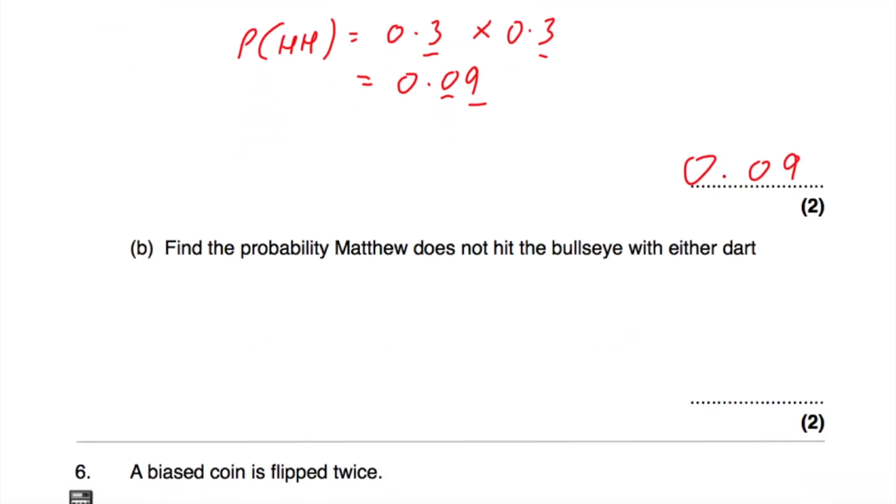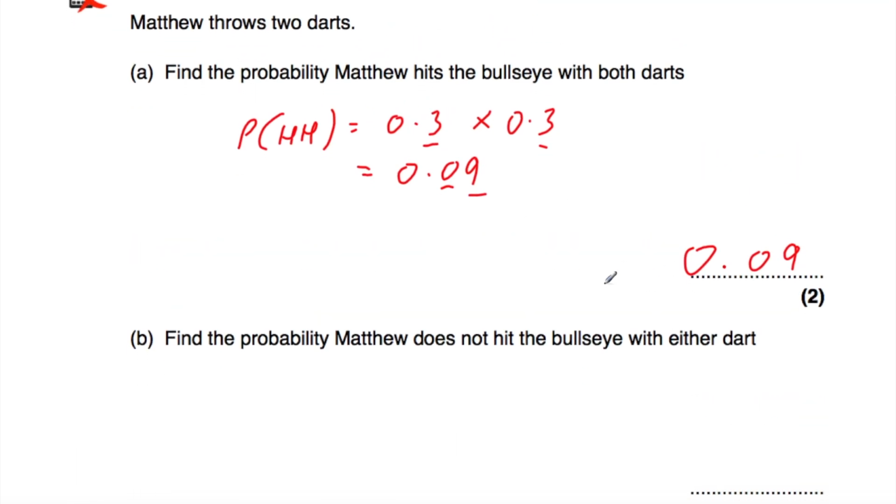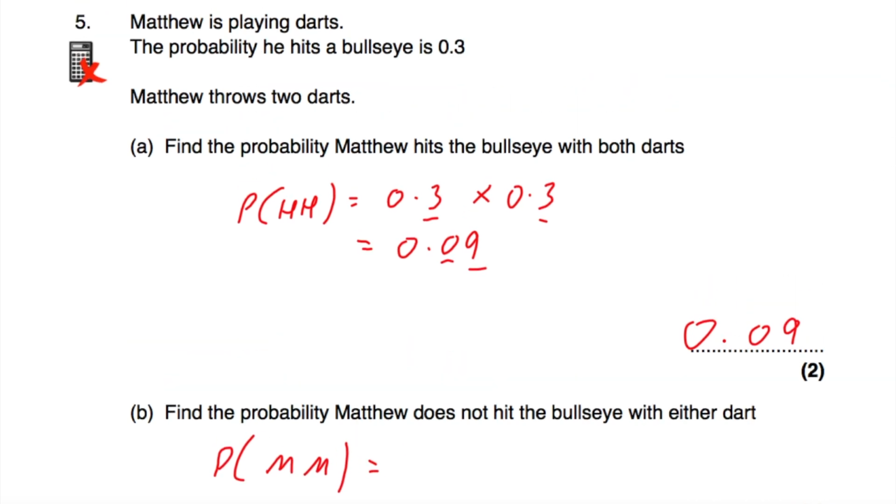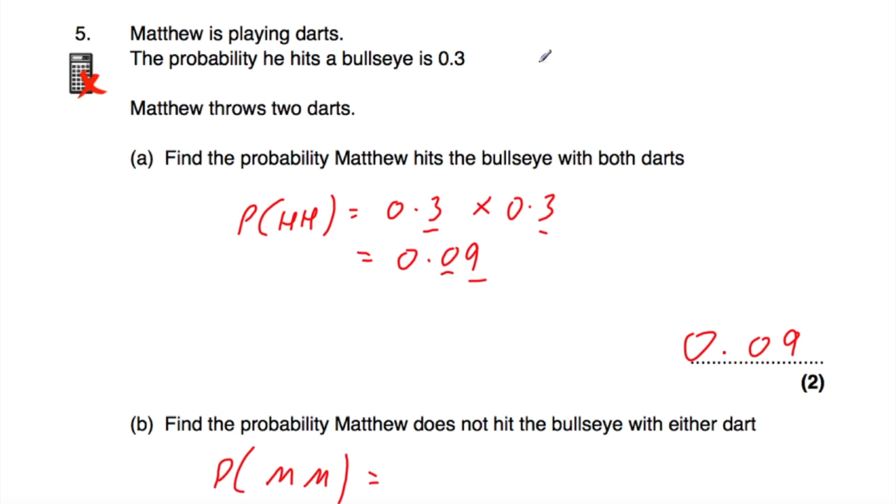Okay, part B. Part B says find the probability that Matthew does not hit the bullseye with either dart. So it's going to be the probability of a miss and a miss. So if the probability that he hits the bullseye is 0.3, to find the probability that he misses, the probability for a miss would be equal to 1 subtract 0.3. So we're going to take that away from 1, so that'll be 0.7. So if it's a 0.3 chance of him hitting it, there's a 0.7 chance of him missing it.